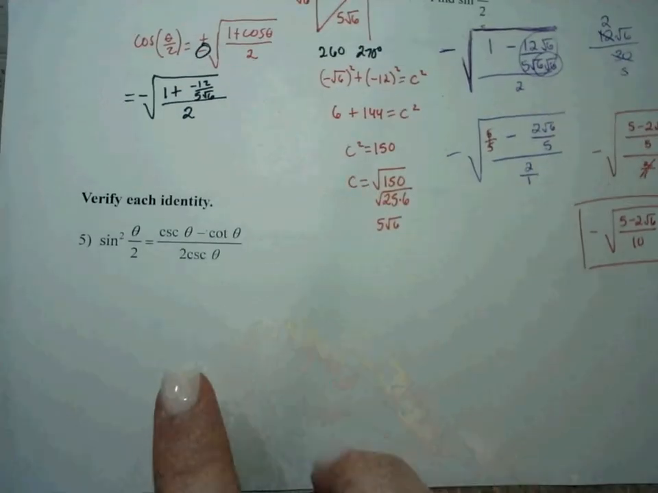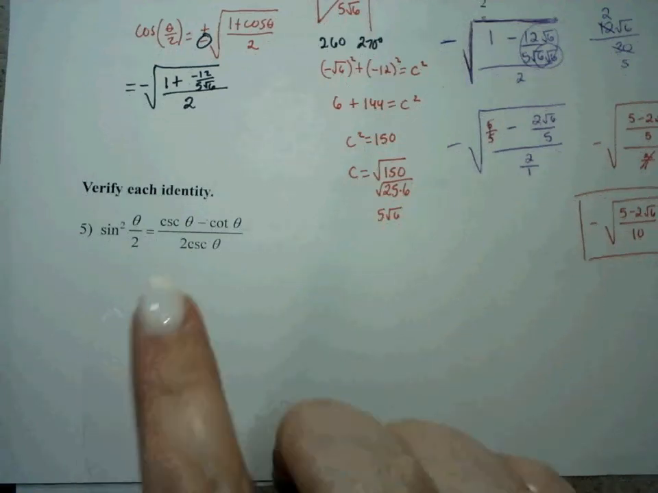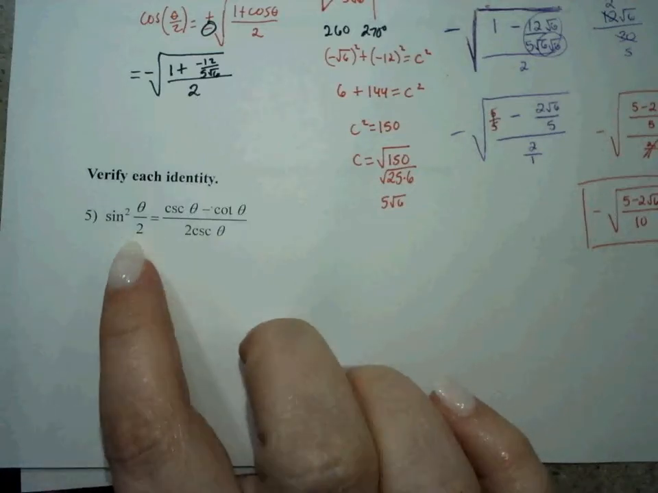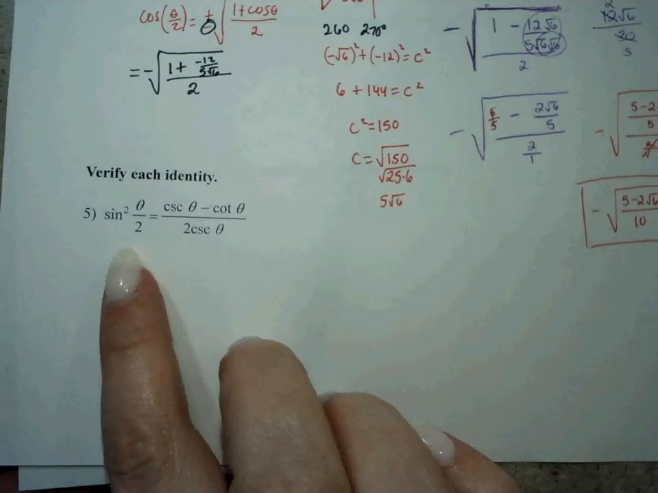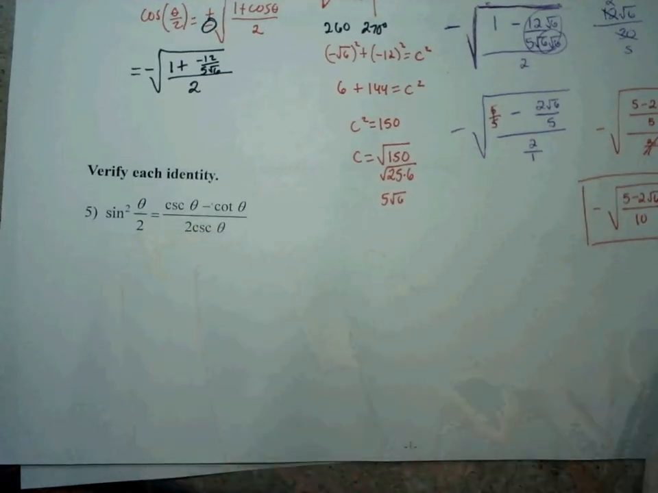As far as this identity goes, number 5, both sides look kind of sketchy to me. This side has cosecants and cotangents. Otherwise, I would definitely work from this side just because I don't like half angles. Here's what I'm thinking, though. I'm going to take a half angle identity and square it and see if I can make this match that. Okay? And then I can work backwards.